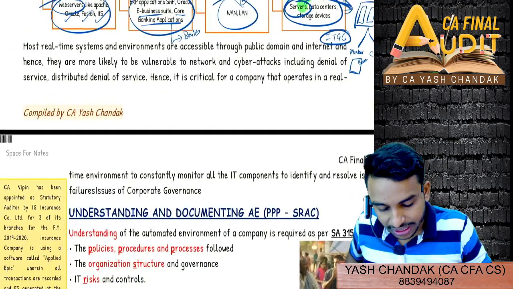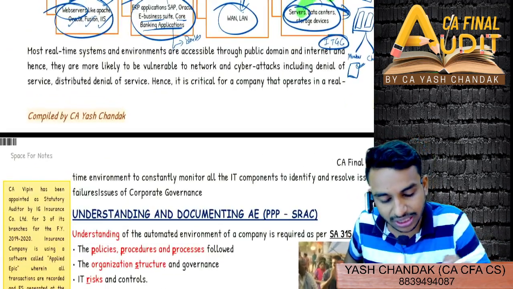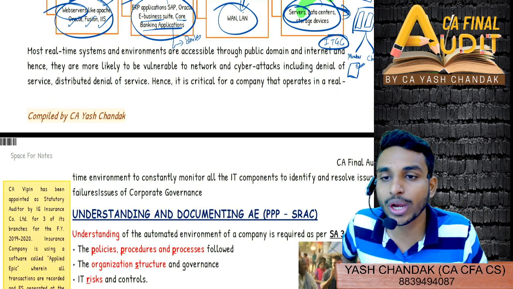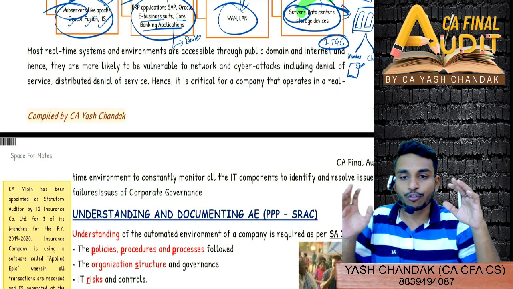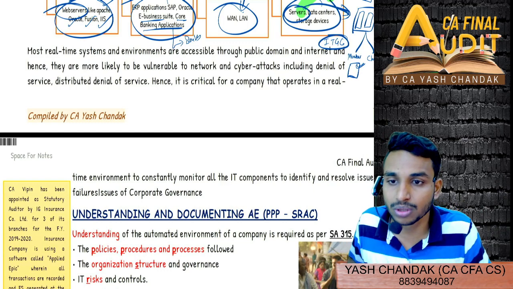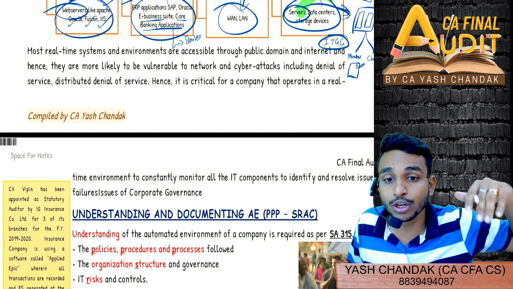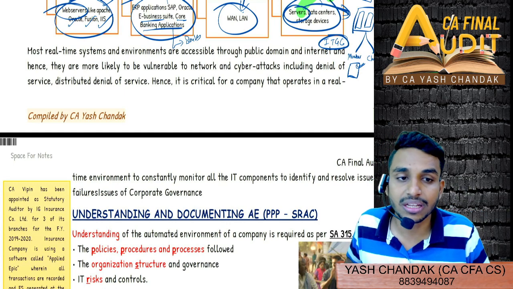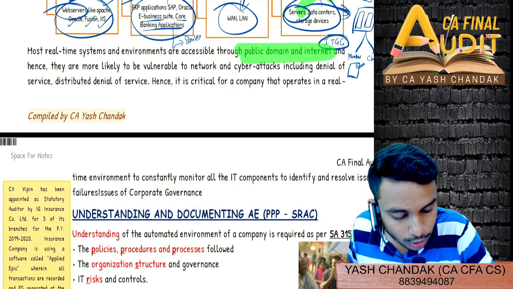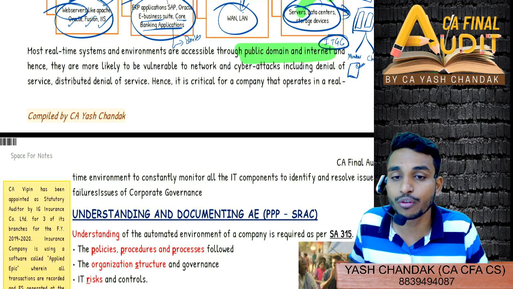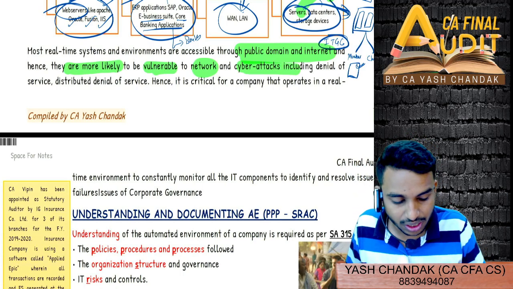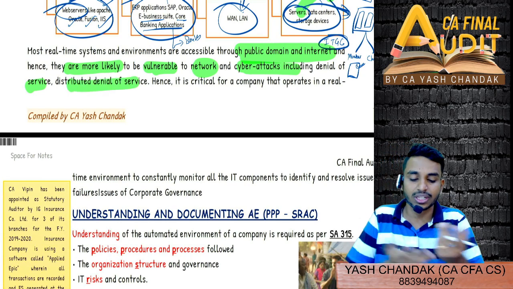Now we'll see that most real-time environments are subjected to very huge IT risk, like hacking or any other risk. Suppose they hack IRCTC, then the entire IRCTC will be down. You can just imagine the kind of crowd that will come because of these failures. The public domain and internet are critical IT components of any real-time environment, and hence they are more likely to be vulnerable to network or cyber attacks, including denial of service or distributed denial of service.